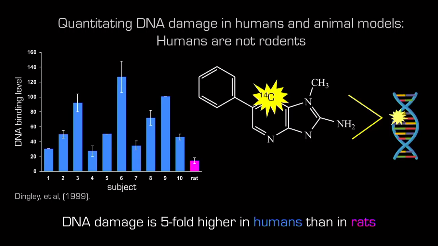So we had 10 individuals that we did this test on, and we quantified the DNA binding level by AMS. And then we also compared it to our animal studies, because we also did this in a rat, because we wanted to see if the rat model could actually predict what was happening in humans. Well, what we found was quite interesting in that you can see there's a lot of variation in the DNA binding level in these 10 humans, which is expected because everyone's different. Their genetic makeup is not the same. So you're going to have different responses in different individuals.